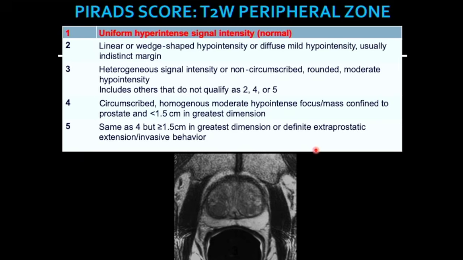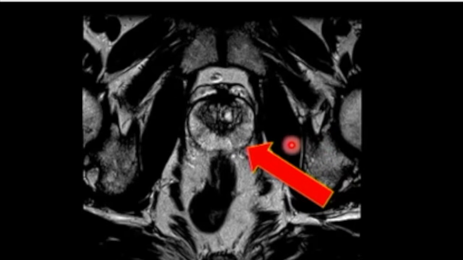There is a separate way to score the transition zone on each of these. As you can see here, let's concentrate on the peripheral zone now. If it's a uniformly hyperintense signal, this is normal, and you give a score of PI-RADS 1. If you see linear, as you can see in these images, or wedge-shaped hyperintensity, or just a mild hyperintensity with indistinct margin, this is PI-RADS 2.